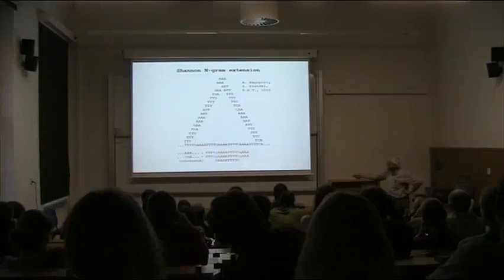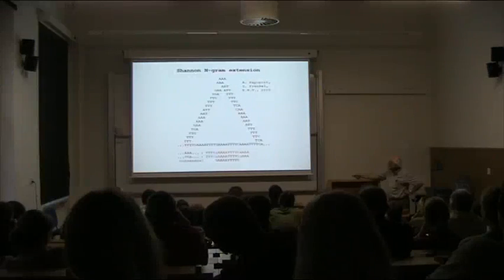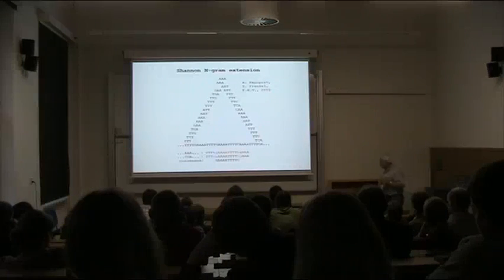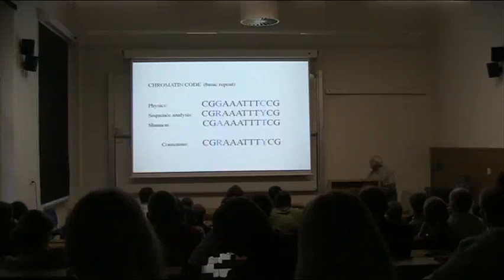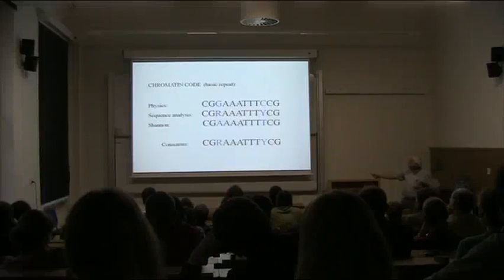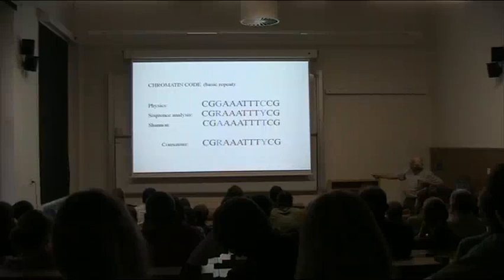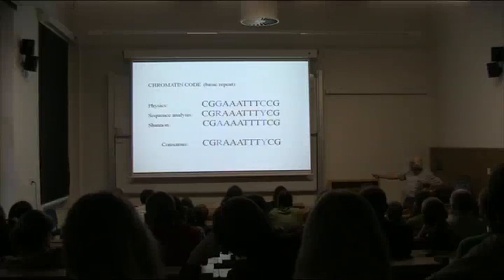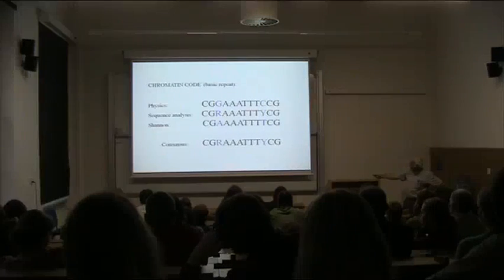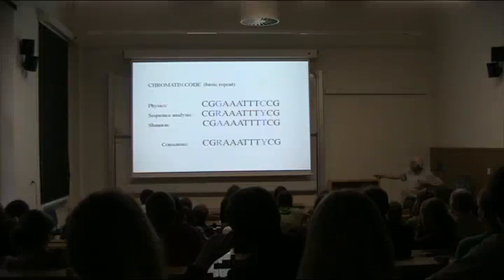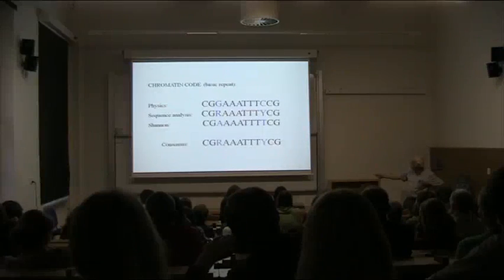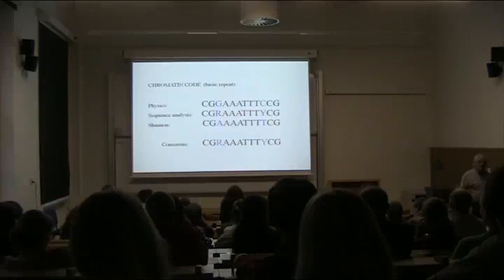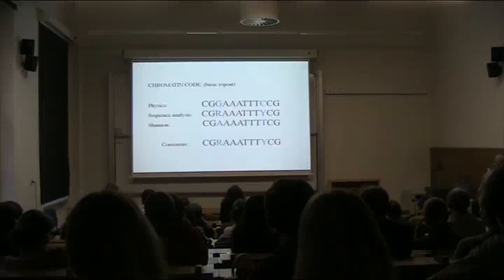So notice that the consensus of this reconstruction is G, AAAA, TTTT, C, which is almost the same as what we got before. See? Physics suggests CGG. Sequence analysis of the database of nucleosome C. elegans suggests CGR. Shannon suggests CGA. And the consensus of all of this is CGR, AAA, TTT, YCG. This is a final formulation of the chromatin code, which was cracked this year.